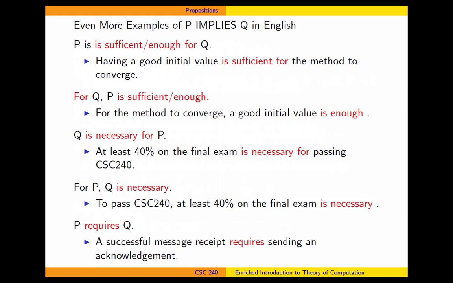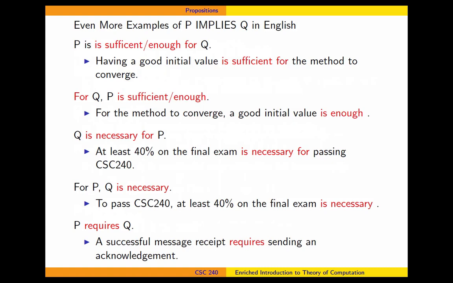The word necessary indicates an implication in the opposite direction. For example, in the sentences, at least 40% on the final exam is necessary for passing CSC240, and to pass CSC240, at least 40% on the final exam is necessary, the hypothesis is you pass CSC240, and the conclusion is you get at least 40% on the final exam.